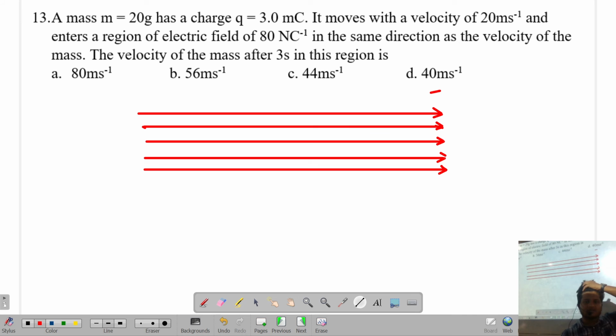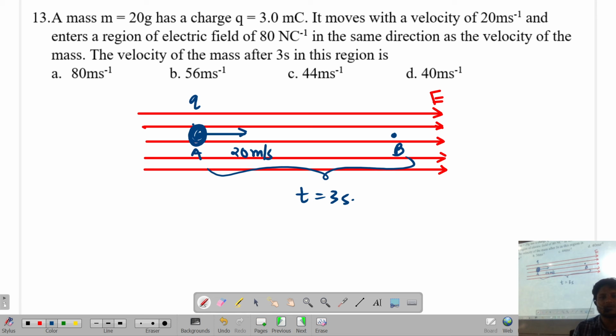Electric field is in this region. This is my electric field. It is said that a charge of 3.0 microcoulomb, so this is my charge, with a velocity of 20 meter per second in the same direction as the electric field. If this is point A and it reaches point B after 3 seconds, the question is to find the velocity at point B.